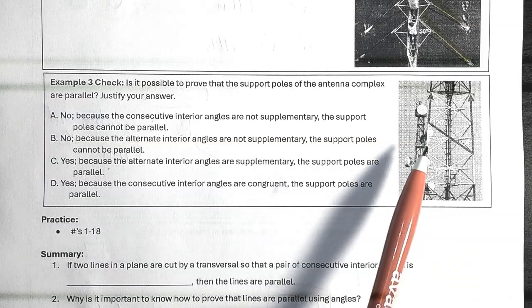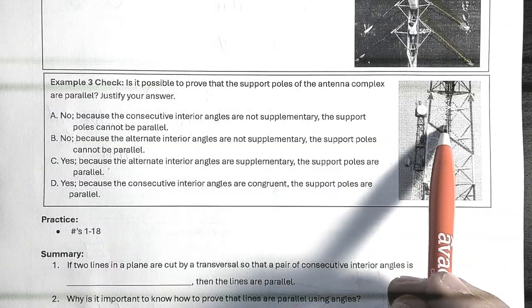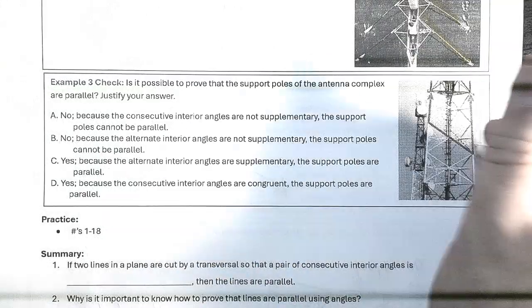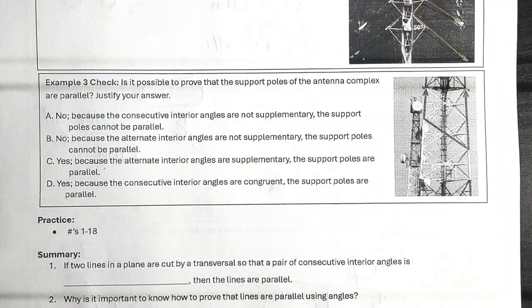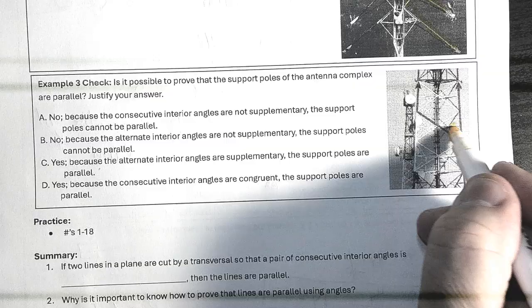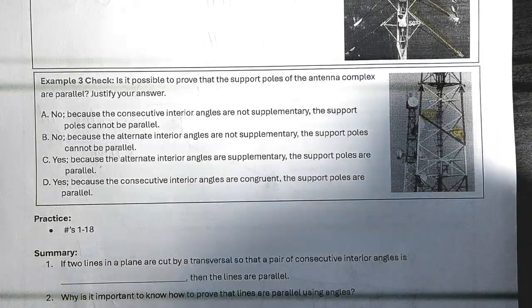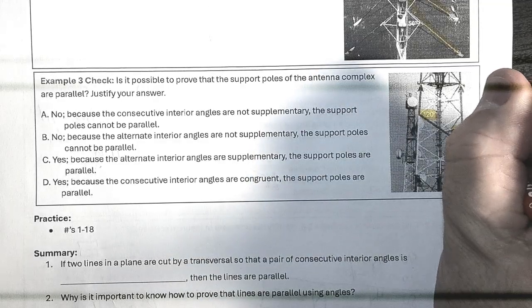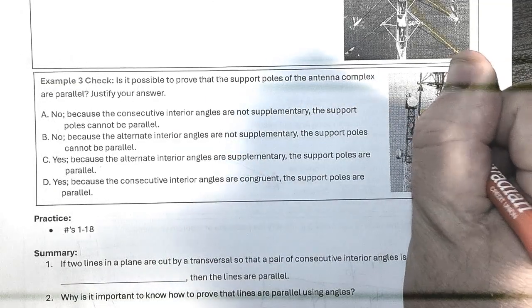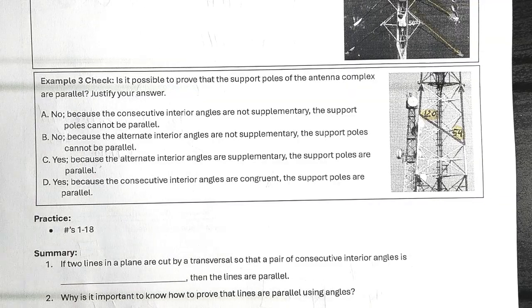Example 3 check. So you have essentially the same problem. It just looks a little different. These are consecutive interior angles. Hopefully you can see. Let me just see if this makes it a little more visible. There's your two angle measures. Nope, didn't help. 54 and 120 is what you're dealing with. All right, so you have 4 choices. Those are consecutive interior. That's my little hint for those of you that are listening. So you solve example 3 check, A, B, C, or D.